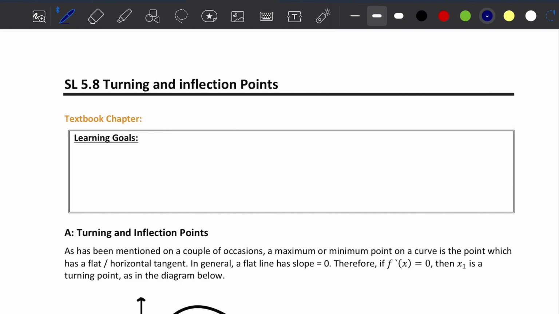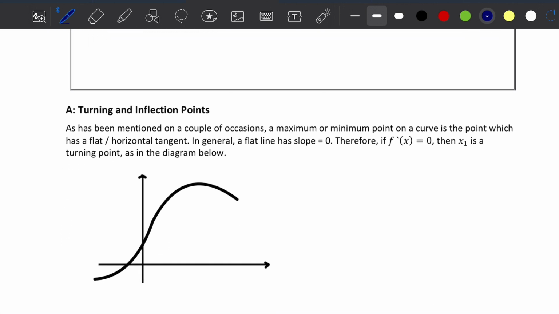Essay 5.8 Turning and Inflection Points. With today's video, we're going to discuss the turning and inflection points. So section A, turning and inflection points.